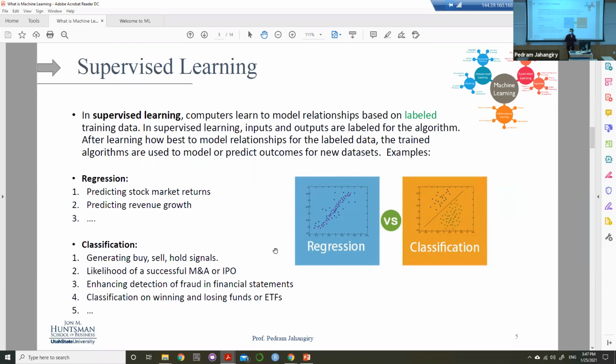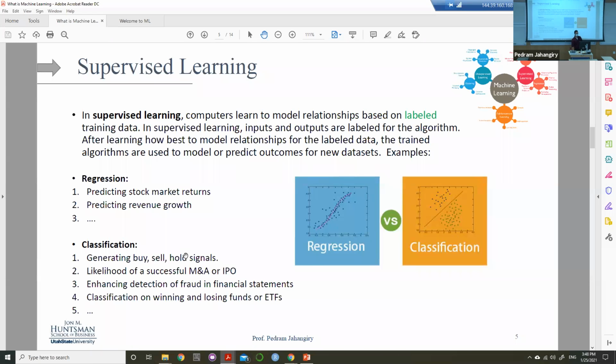Is this clear? Okay, so let's look at some examples. In regression, for example, I'm going to predict your wage. That's regression. I'm going to predict the stock market return. Regression. Why? Because the market return is a continuous random variable. I want to predict revenue growth. This is regression, right?